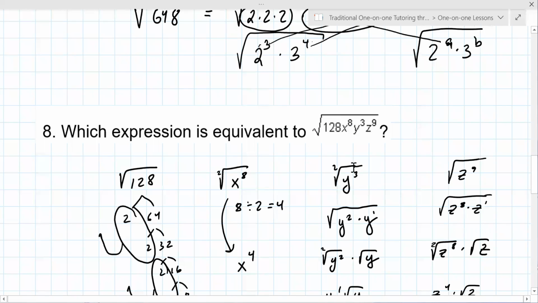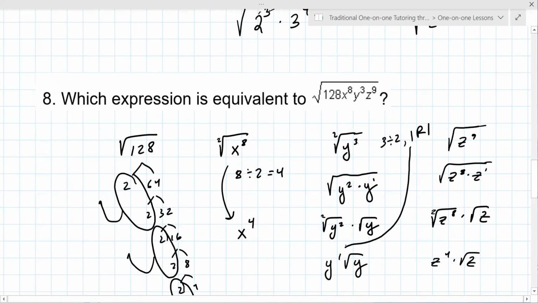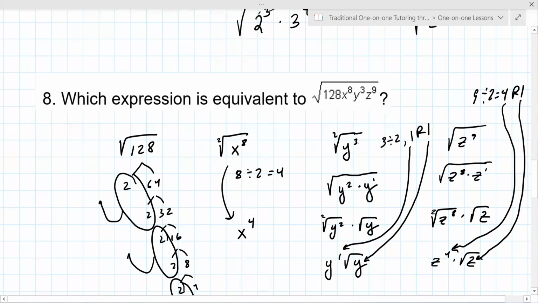Let's do 3. Remember in this previous problem it was 3 and 2. What is 3 divided by 2? Well, it's 1 with a remainder of 1. So notice this first one is there, and this one is there. Okay, how about 9 divided by 2? Well, it's 4 with a remainder of 1. Look where that 4 is. Look where that 1 is. Yeah, that makes sense. Okay, perfect.